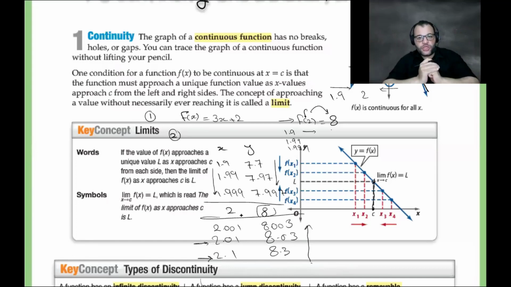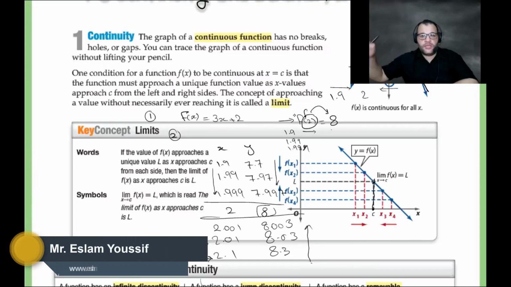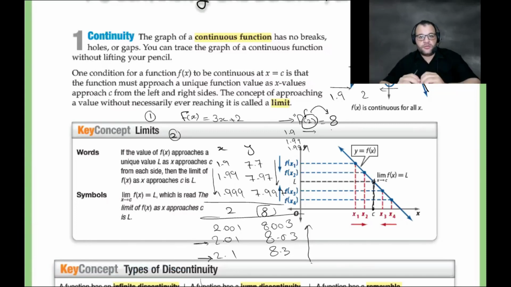It means this function is continuous at 2. There is no gap. If you need to graph the function at 2, you will not find any gaps. You will find that the function is continuous. Do you understand this point? We need to check if the function is continuous or discontinuous when x equals 2. Number one, you need to check if there is a value for the function when x equals 2. Number two, you need to check the limit from the left side and from the right side. You got the idea for this one?